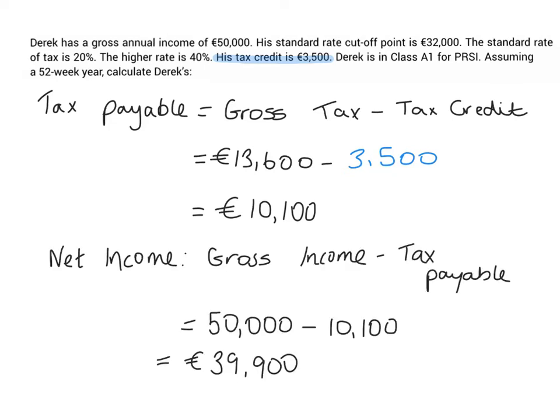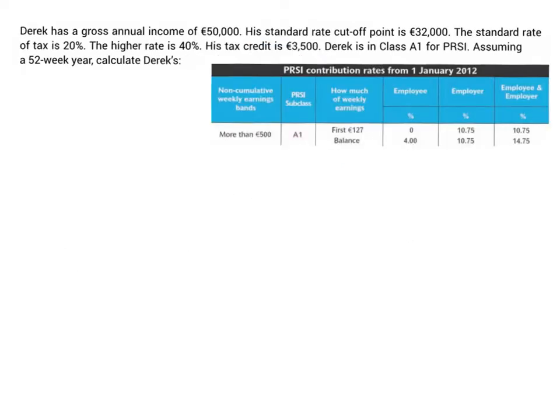Now let's calculate Derek's take-home pay or net income without PRSI. So here we have that net income is gross income minus tax payable, and all we've done here is taken Derek's gross income of 50,000 and subtracted the tax payable of 10,100 to get his income after tax, excluding PRSI. Now let's look at PRSI.